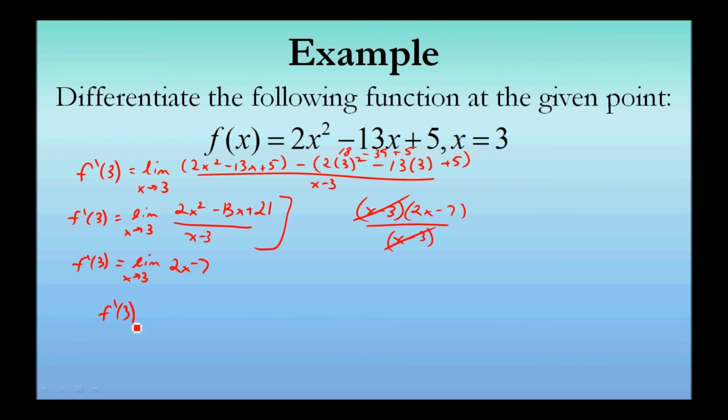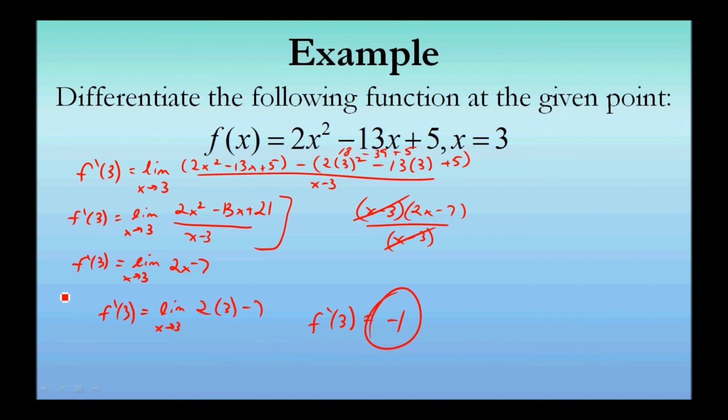f prime of 3 is the limit as x approaches 3. Plug in 3 for x. So f prime at 3 is equal to negative 1. That is our slope at x equals 3.